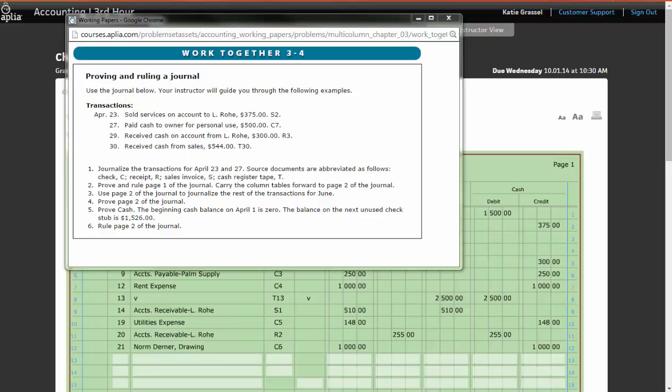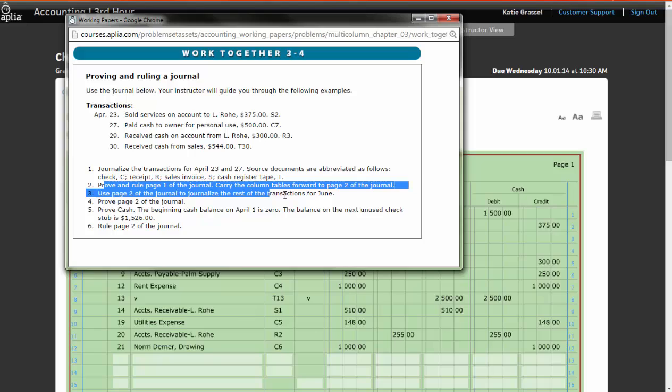Our directions read, we're going to use the journal below, and I'm going to guide you through the following examples. So you can see that we have transactions the 23rd to the 30th. Our instructions on the very bottom do tell us to journalize a transaction for April 23rd and 27th. It gives me the source documents abbreviated as follows: C, check; R, receipt; S, sales invoice; T, cash register tape.